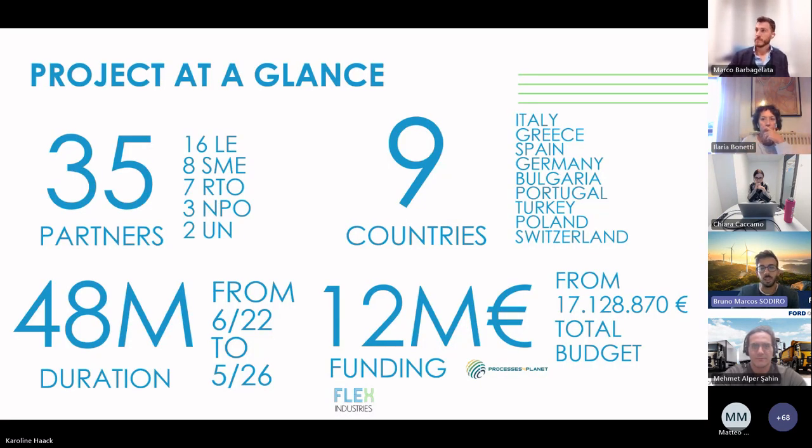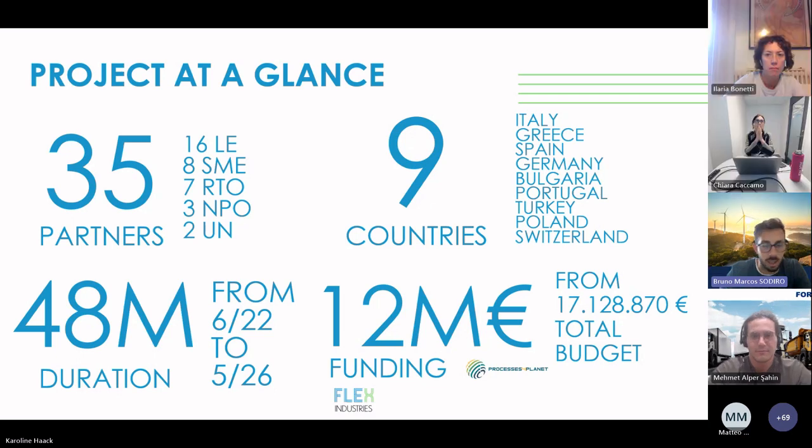As you know, Flex Industries is a project also found in the same call, but that's why we're here. 35 partners from 9 countries around Europe and in this case also Turkey, Asia. We have a project of 48 months as well. We did finish in 2026 with a 12 million funding for the Process for Planet partnership together with the European Commission, a total budget of around 17 millions.